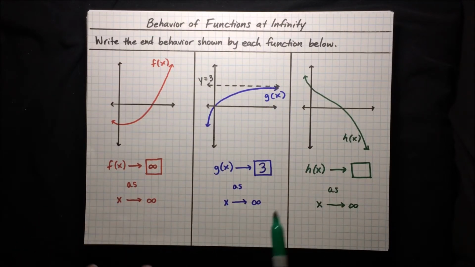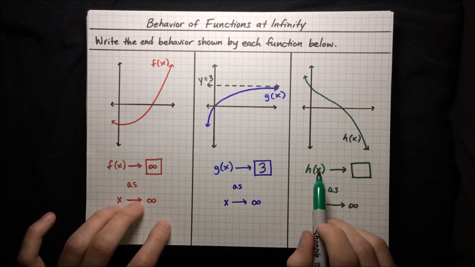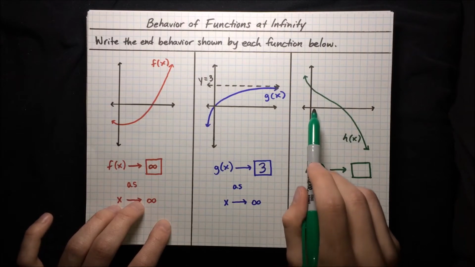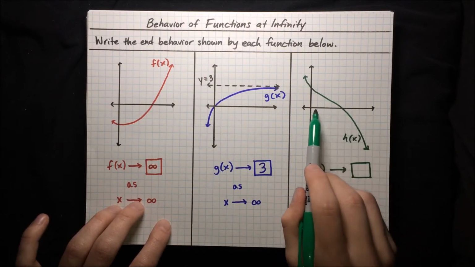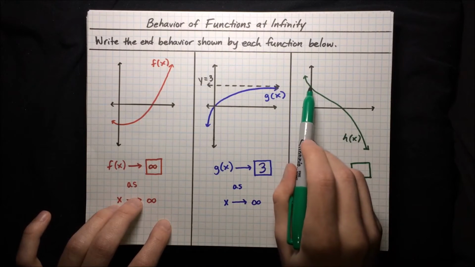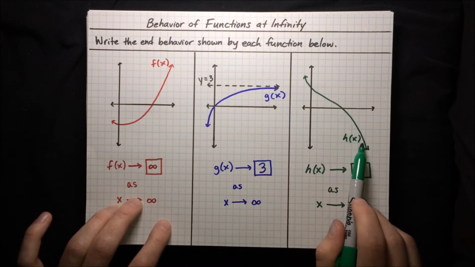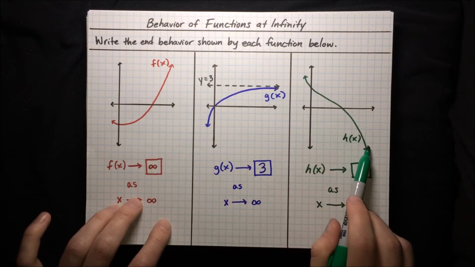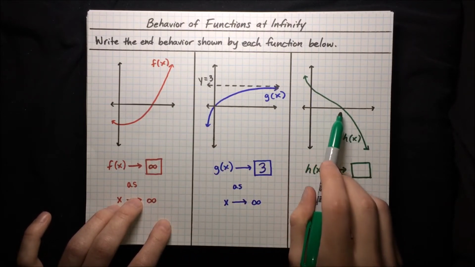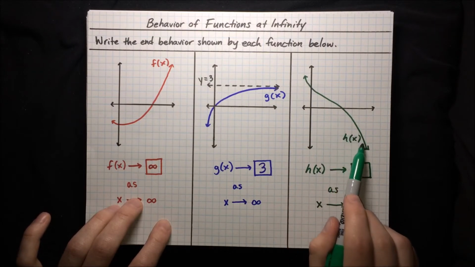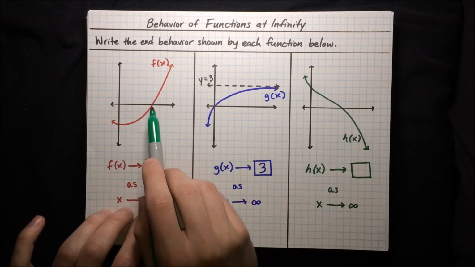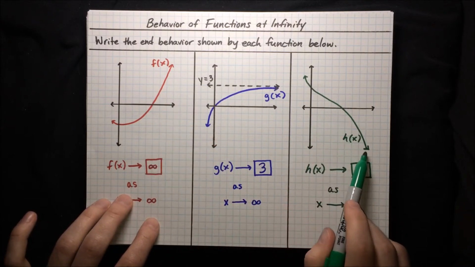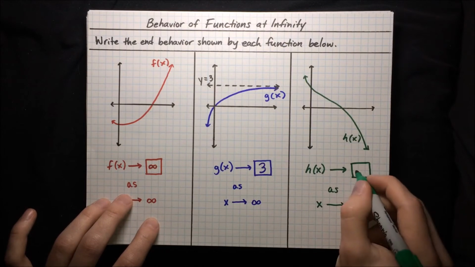Okay, so how about this last function, h of x? What does h of x approach as x approaches infinity? Well, as x approaches infinity, again, we're going to the right. X is getting bigger, bigger, bigger. H of x now is going down, down, down. It's kind of like the situation we had before, except h of x is going the opposite way. It's getting more and more negative. It's decreasing without bound. So like before we said, when it was increasing without bound, that goes to infinity. Well, when it's decreasing without bound, that goes to negative infinity.